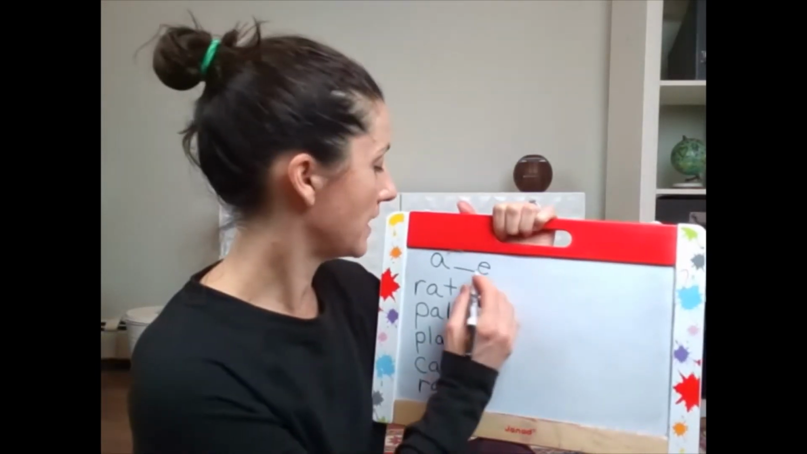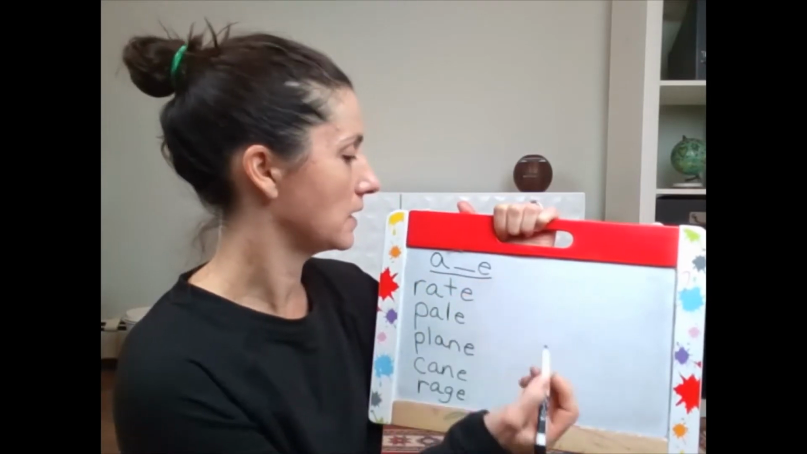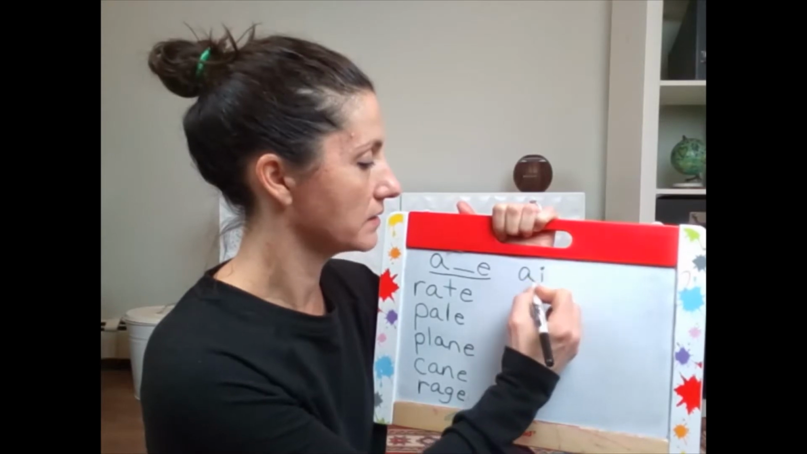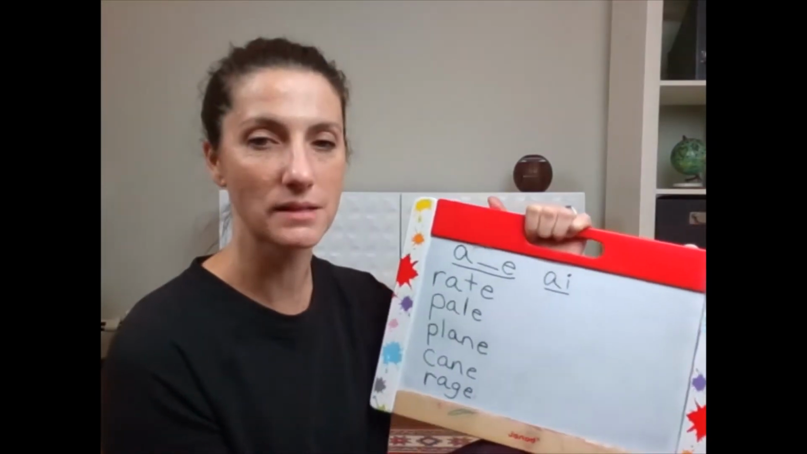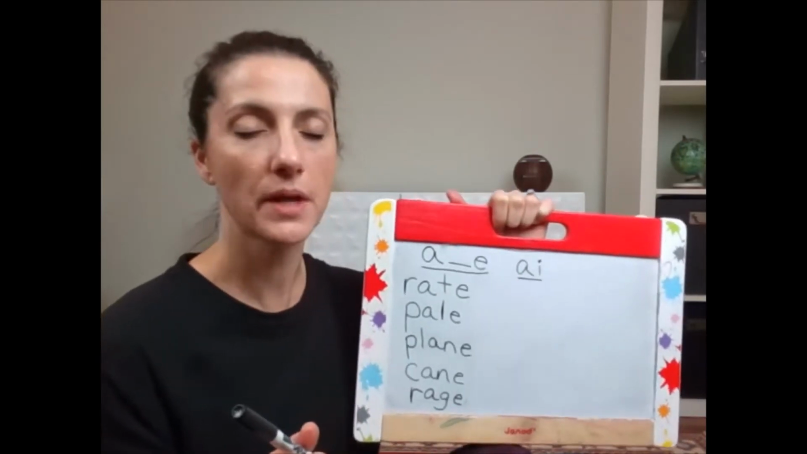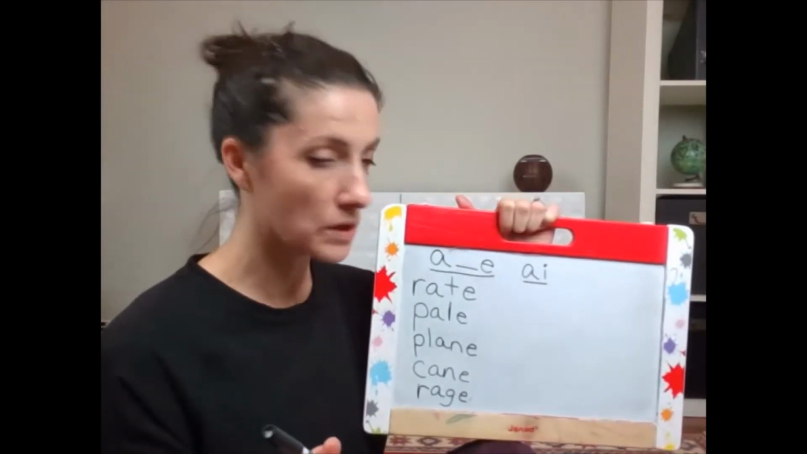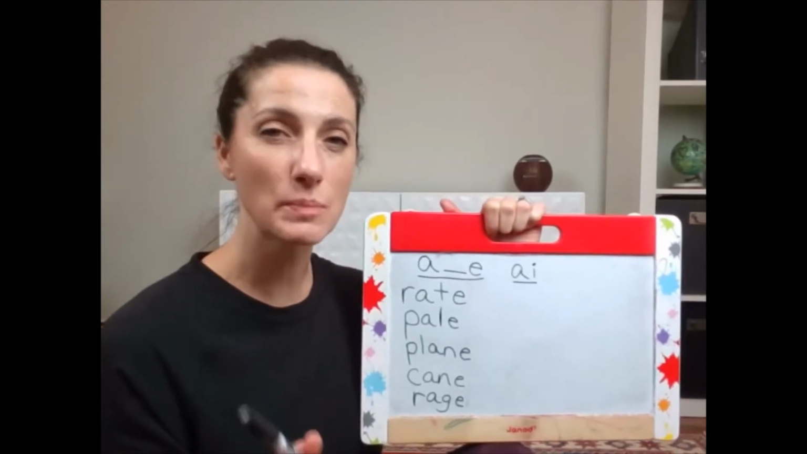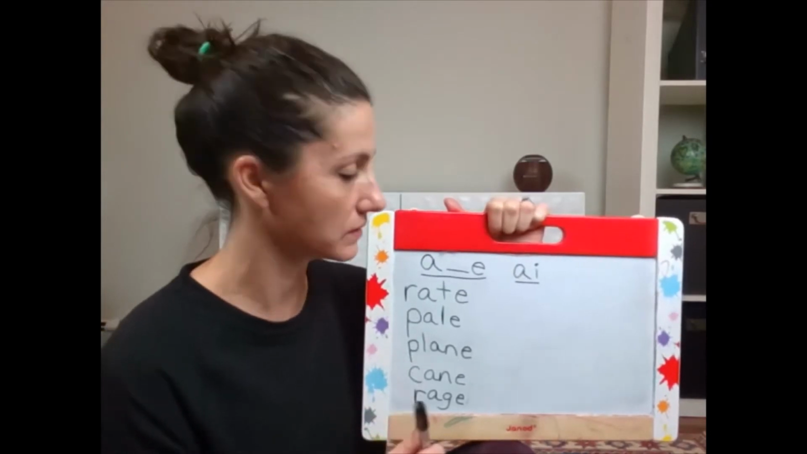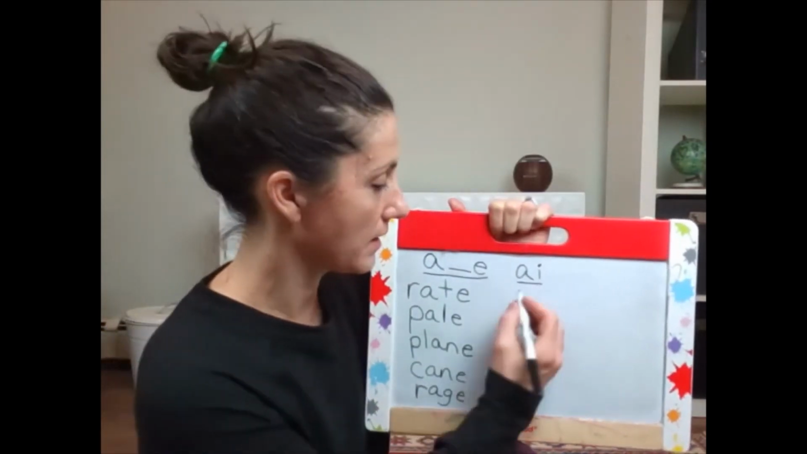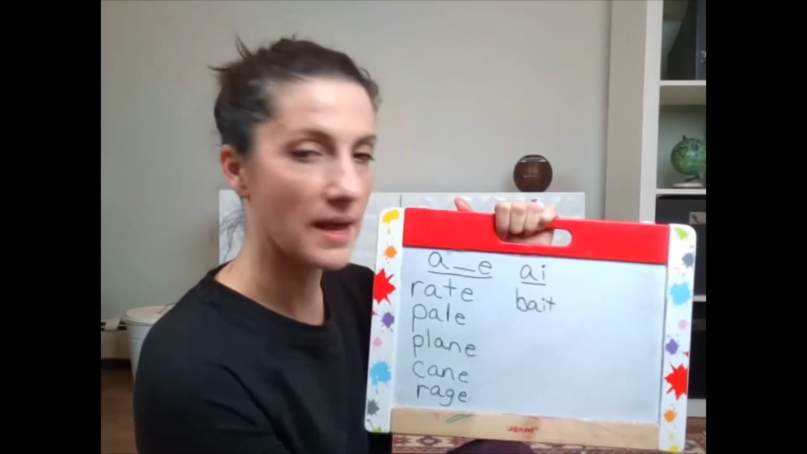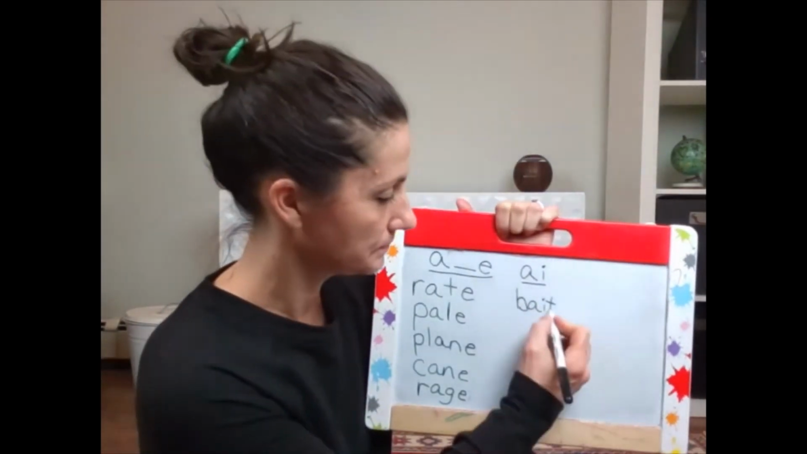Very good. So the next one, that's A consonant E. The next one is A-I. This is another way to make that long A sound. I know you all know how to read most of these words, but sometimes when it comes to the spelling part, it gets a little bit tricky. So this is why we're going through all of this again. So AI are words like, you read it, B-A-I-T, bait.